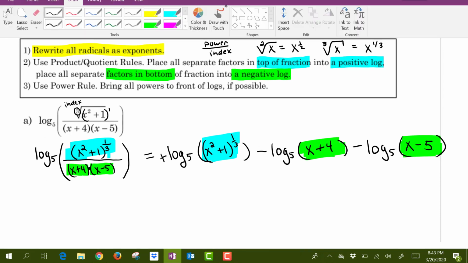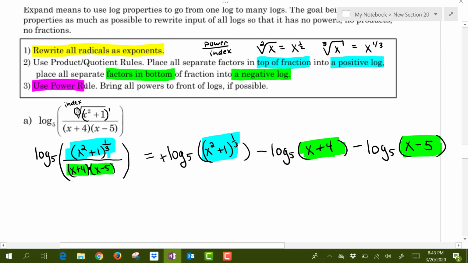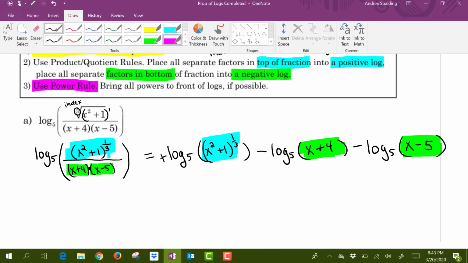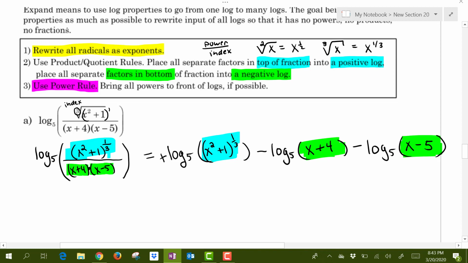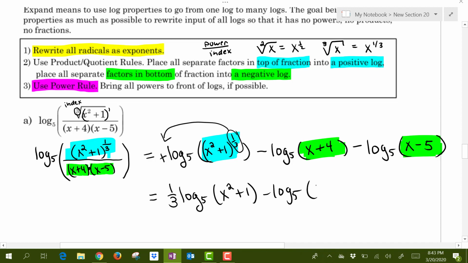Okay. The last thing that we use when we're expanding is that power rule. We're going to bring all powers to the front of the log if possible. The only way that that is possible is if everything inside of a log is raised to that exact same power. So in the first log that we have, everything inside is being raised to the 1/3 power. So we are allowed to use the power rule to multiply that 1/3 out to the front of that log. There are no other powers, so there's nothing else we can do with the power rule. We'll just copy the rest of the problem down.